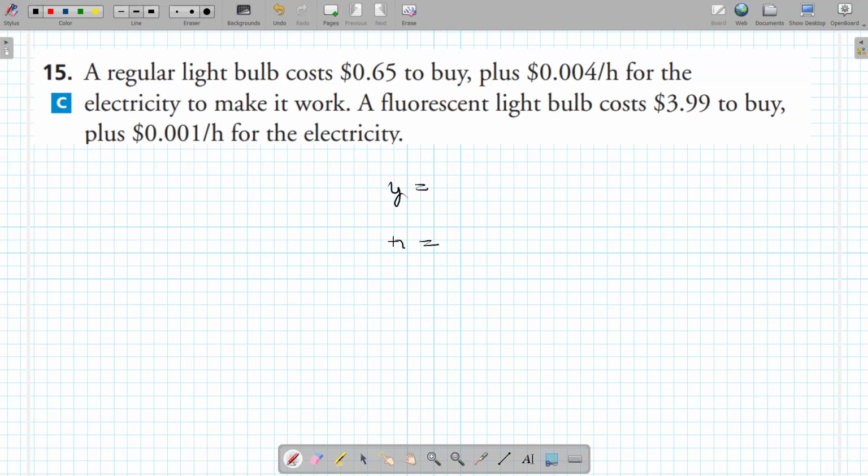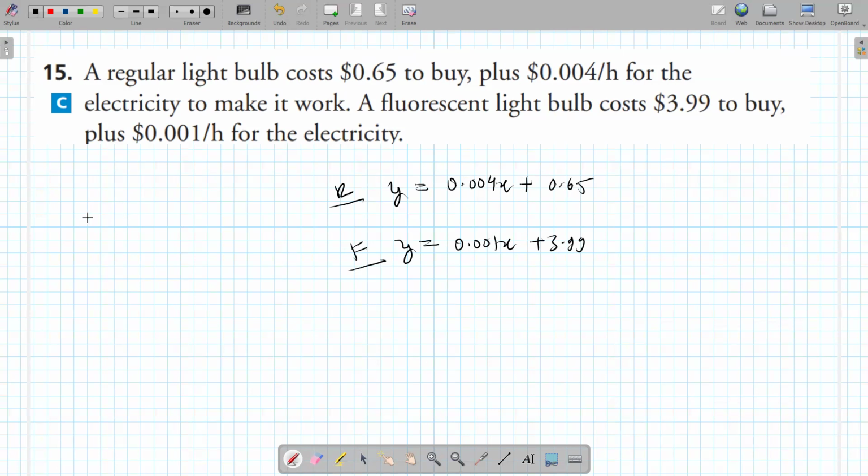Both of them are going to be cost equations, where y is the cost and x is the hours. It's pretty straightforward. It's going to be 0.004x plus 0.65. The other guy will be 0.001x plus $3.99, right? This is for the regular, this is for the fluorescent. Which one is better? That's the question.